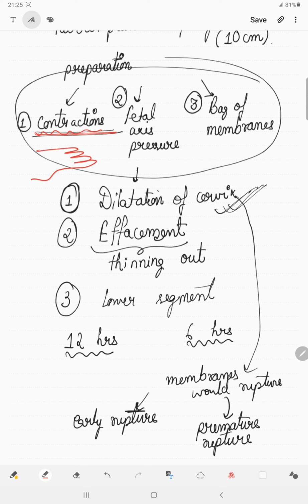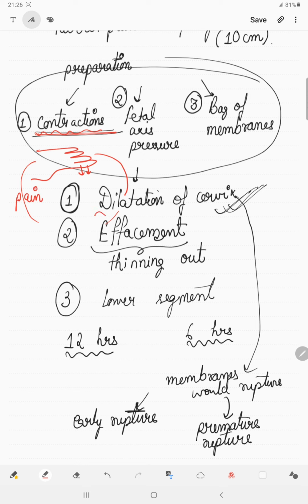Okay, just place your hand on the fundus, and at the height of the contraction, you try to indent, or you try to move your hand inside. Try to indent the uterus. If at the height of contraction you are unable to indent, what does that mean? It means that the contractions are good.